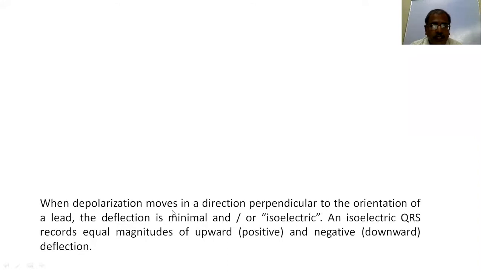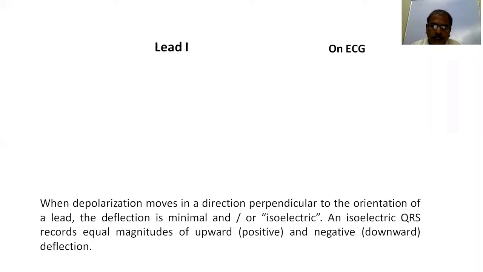Now, when depolarization moves in a direction perpendicular to the orientation of a lead, the deflection is minimal or isoelectric. That means an isoelectric QRS records equal magnitudes of upward and downward deflection. Okay, what does it mean?